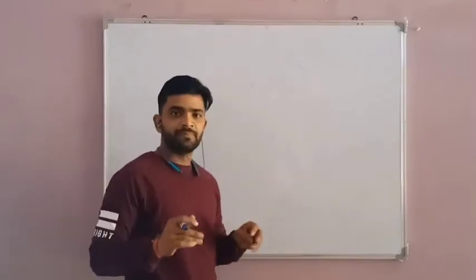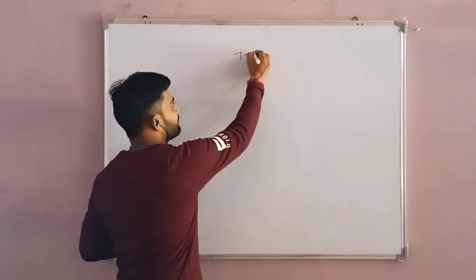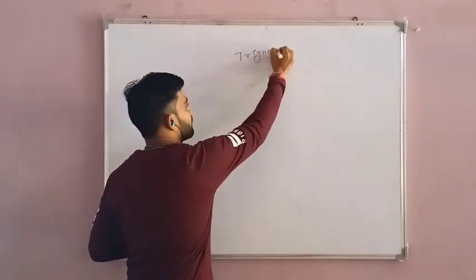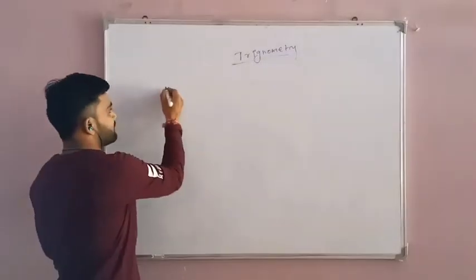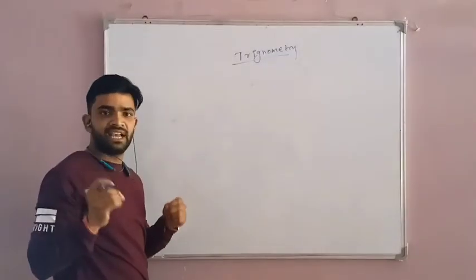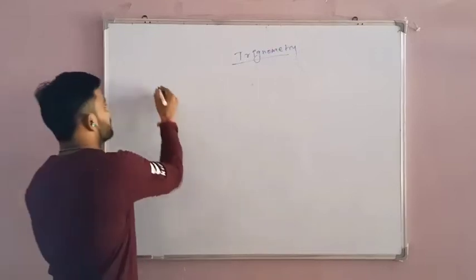So dear students, today we are going to discuss trigonometry. Trigonometry is the branch of mathematics which deals with the sides and angles of a triangle. So, what is the definition of trigonometry?